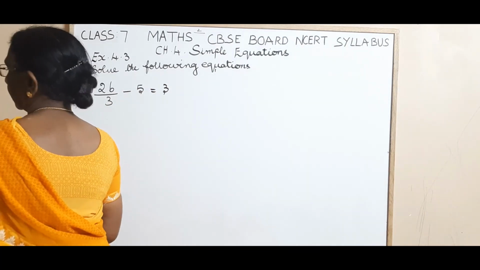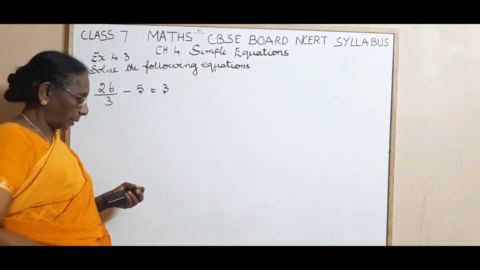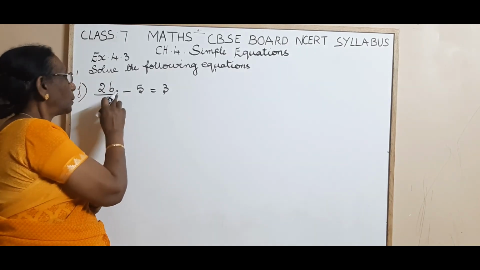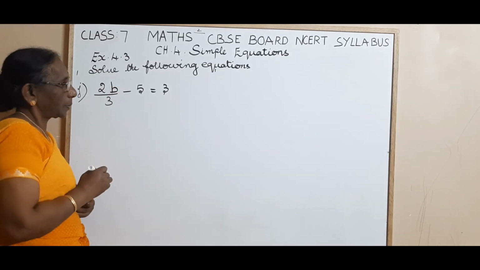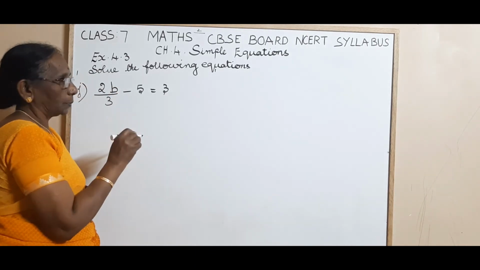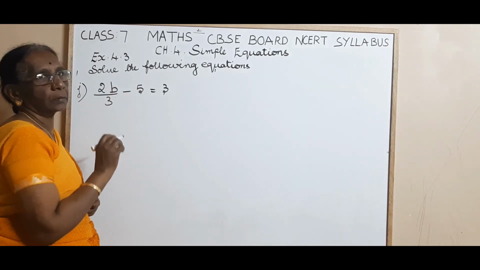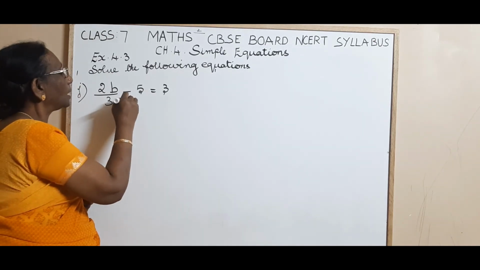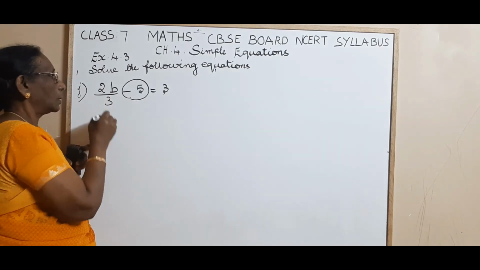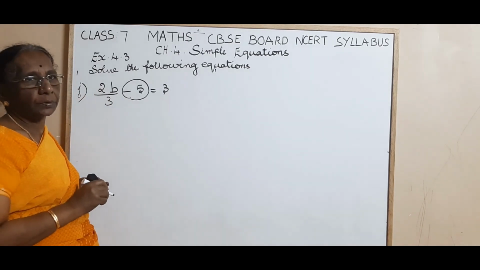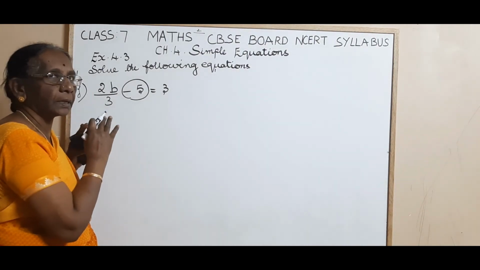So in this question, we have 3 operations to be eliminated. 3 constants to be eliminated from the left hand side to get the value of the variable b. Okay, so first what should you do? When you have multiplication, division and subtraction, first here you have to eliminate this subtraction, then division, then multiplication. Have you understood children? This is the order of eliminating the constants from the left hand side.